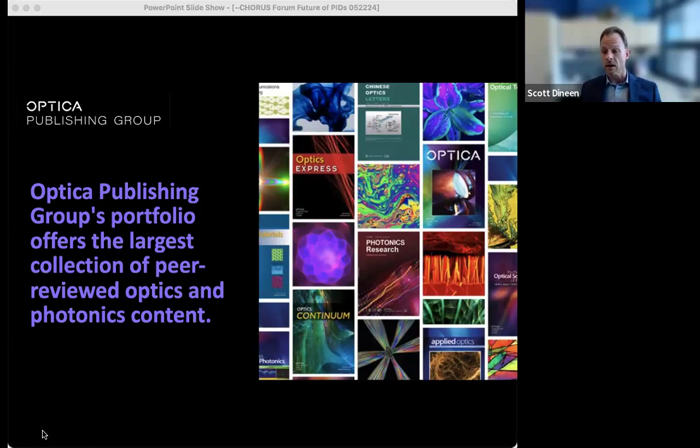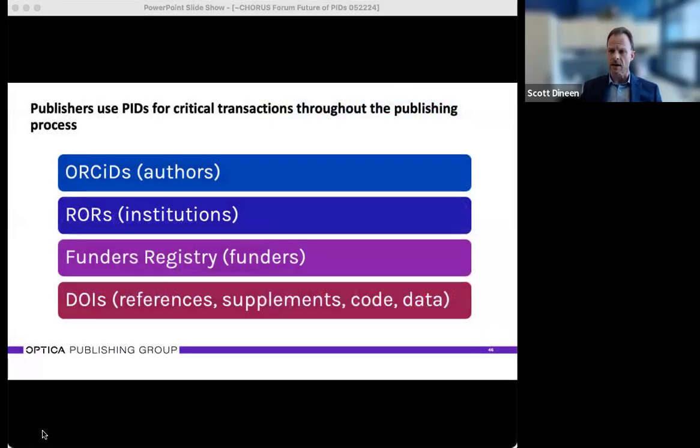We can go to the next slide and I'll talk about how we use persistent identifiers. They are really key to a lot of the transactions that we do throughout the publishing process. ORCID IDs to unambiguously represent the authors. Increasingly, and what I'm going to talk about mostly in my few slides, are RORs, Research Organization Registry identifiers. Where am I from?